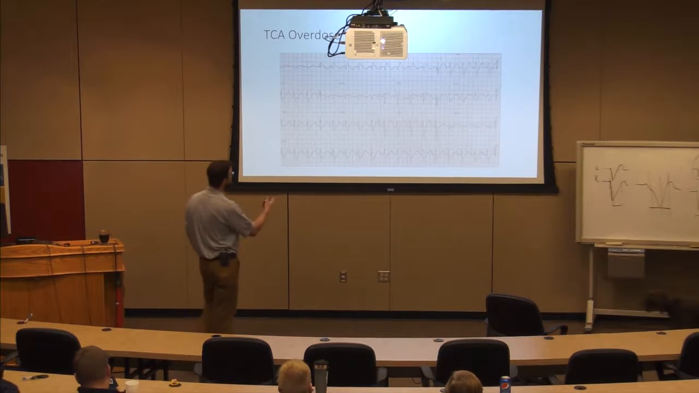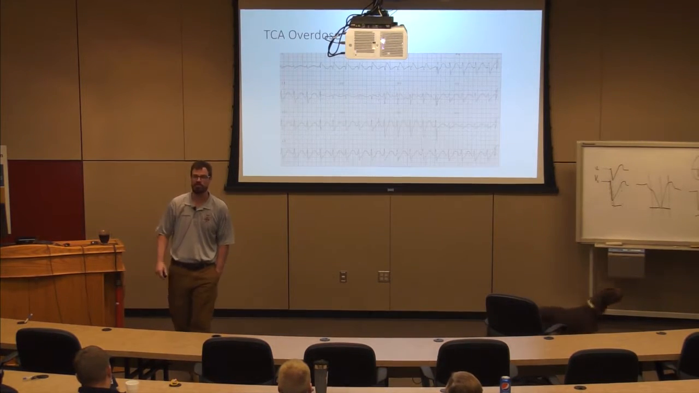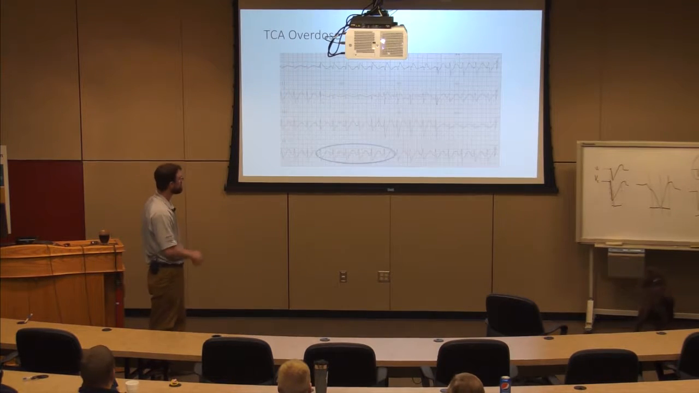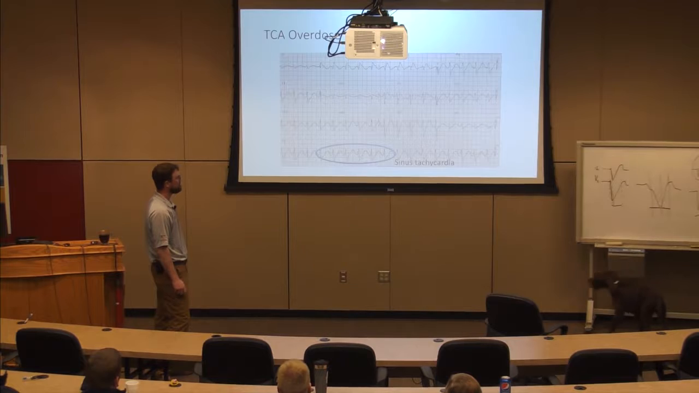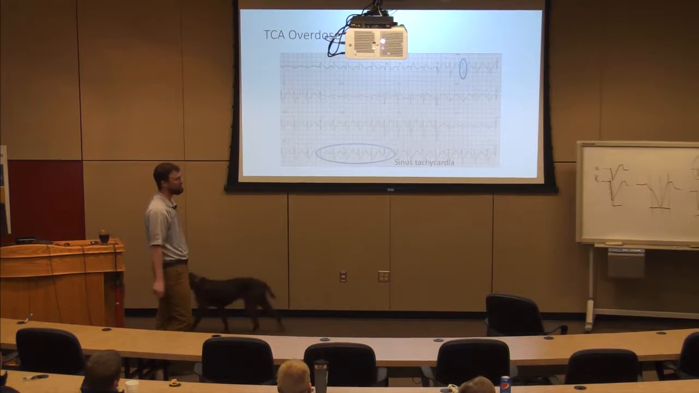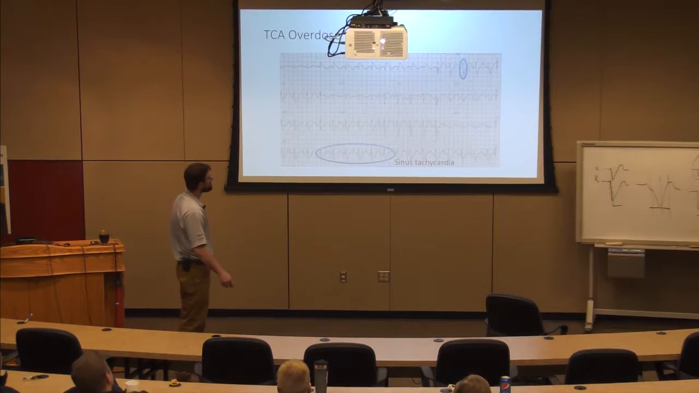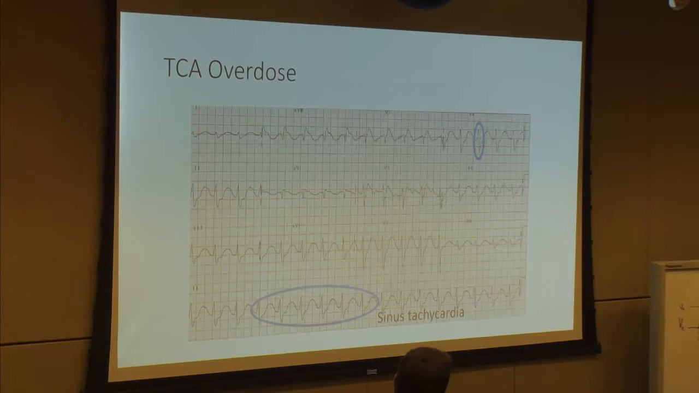When I look at this, I see several things. Classic tricyclic is a sodium channel blocker, right? So I see sinus tachycardia. I see a wide QRS, and if I measure this out, it's more than 3 boxes. When I look at that, I say, well, shoot, is that a classic left bundle or right bundle branch block pathology picture? Does that look left bundle or right bundle?